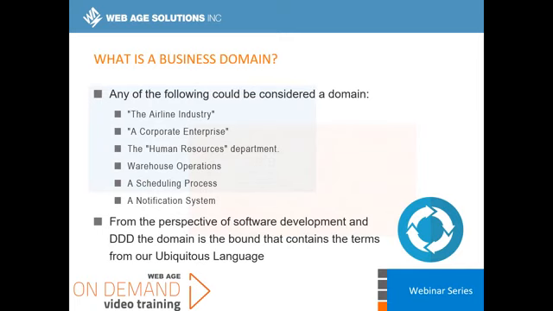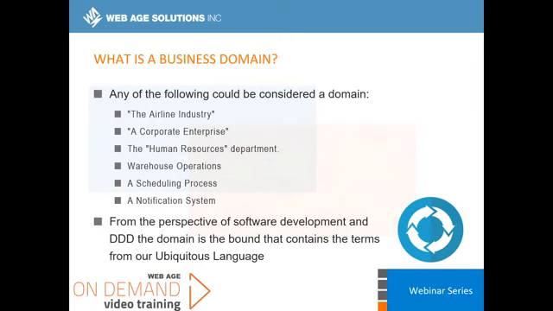So when we talk about domain experts and problem space domains and other kinds of things, when we talk about a business domain, it could be any one of the things that we see on this list. We see things that are an entire industry, things that are a specific company, or parts of a company, such as the human resources department or the warehouse, or even something as simple as a process like the scheduling process.